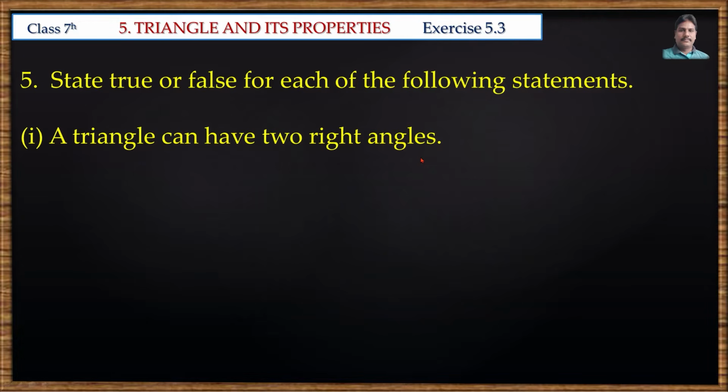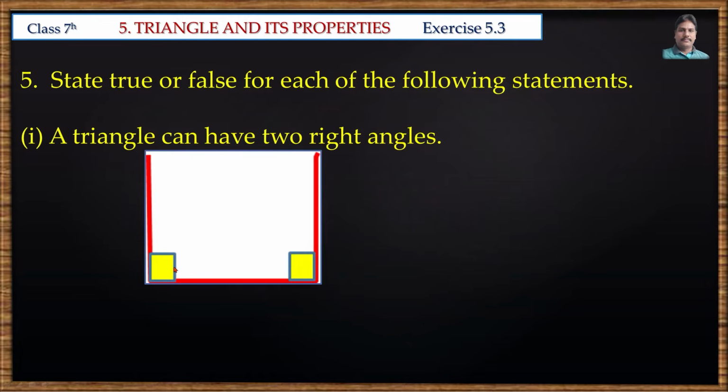దిస్ ఈజ్ నాట్ పాసిబుల్. సీ హియర్, ఇఫ్ దేర్ ఆర్ టూ రైట్ యాంగిల్స్, దెన్ ద టూ సైడ్స్ డజంట్ మీట్, దెన్ ఇట్ మే నాట్ బి అ ట్రయాంగిల్. ఒక ట్రయాంగిల్లో రెండు రైట్ యాంగిల్స్ ఉన్నట్లయితే ఈ రెండు సైడ్లు ఒకదానికొకటి కలవకుండా దూరంగా వెళ్ళిపోతాయి, అప్పుడు అది ట్రయాంగిలే కాదు. సో దిస్ ఈజ్ ఎ ఫాల్స్ స్టేట్మెంట్. ఒక ట్రయాంగిల్లో ఒక రైట్ యాంగిల్ మాత్రమే పాసిబుల్ అవుతుంది, రెండు రైట్ యాంగిల్ పాసిబుల్ కాదు.